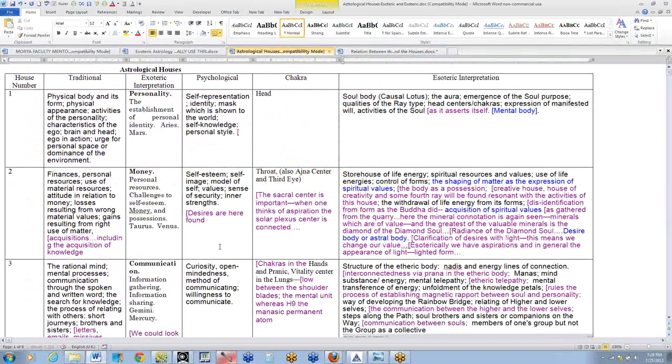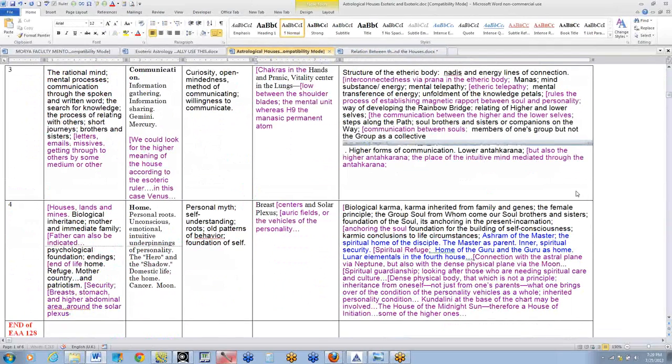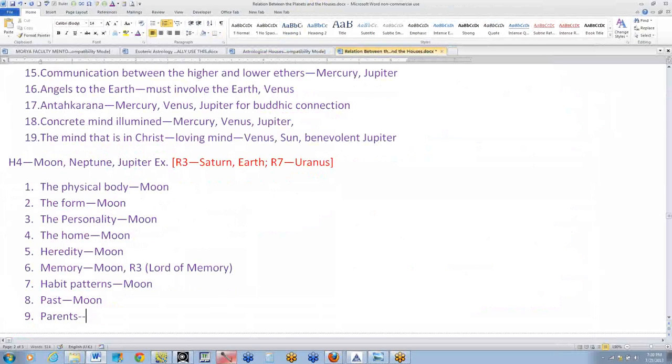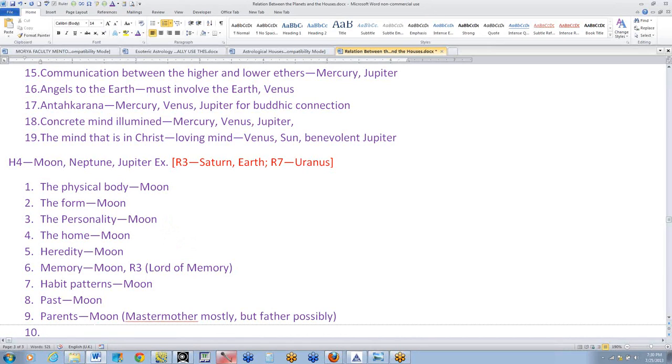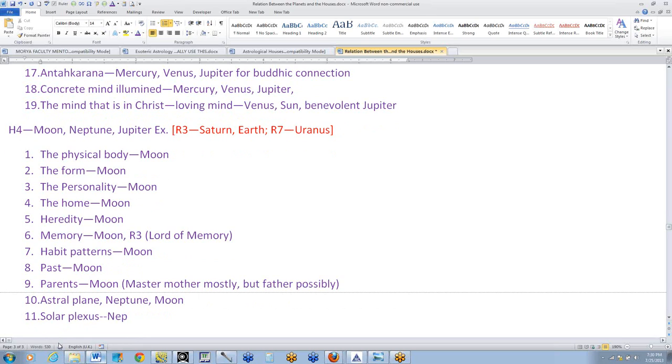Let's take a look here so I can trigger my thoughts. Yeah, all right, here it is. Parents, yes, okay. Parents, moon, mother mostly, but father possibly. Right. Okay. We also have the connection with the astral plane, which would be both Neptune and the moon. And we have, in general, the solar plexus, and that is Neptune, but not to exclude the moon.